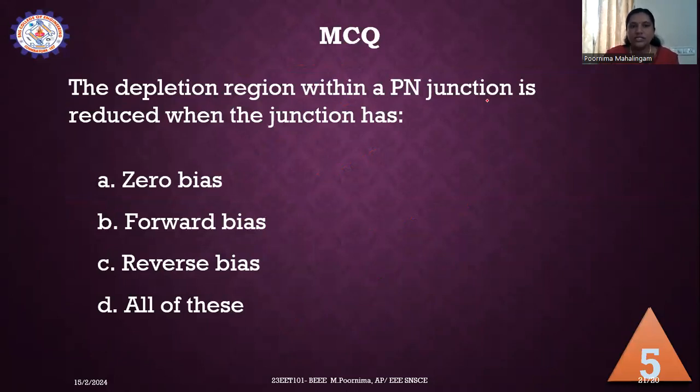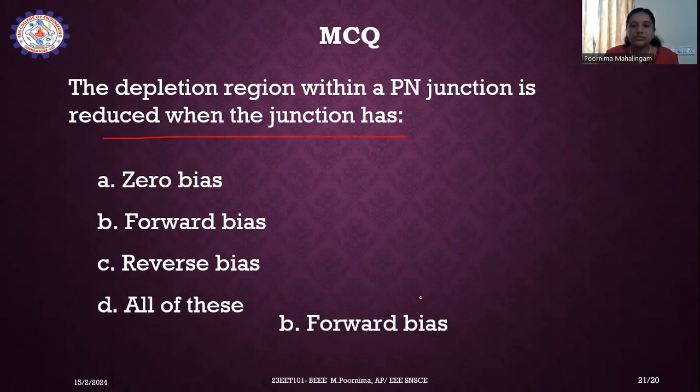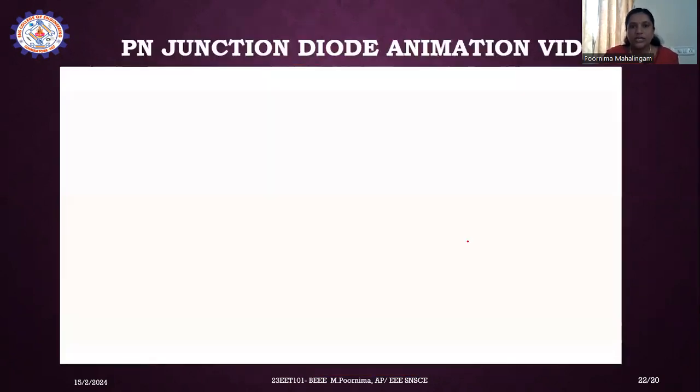Finally, a small activity. The depletion region of the PN junction is reduced when the junction is forward biased. When forward biased, the depletion region reduces. Here we can see a small animation video. Then we can end this section.